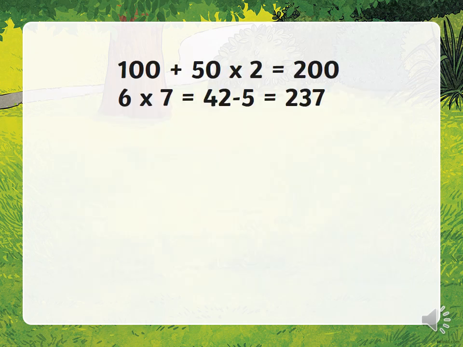So this is how I worked it out. You do 100 plus 50 times 2, which is 200. And you do 6 times 7, which is 42, minus 5, you get 237.